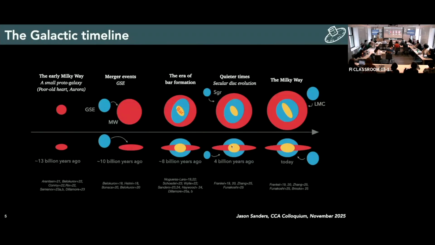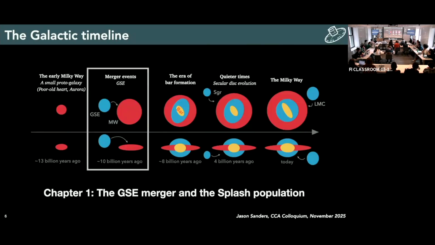And then the third part, I'm going to talk about just general, what I've described as quieter time, secular disk evolution, inside out growth of the disk. So that's how I'm going to organize the talk, these three chapters of the talk. Okay, so the first chapter is going to be on this GSE merger and the splash population.